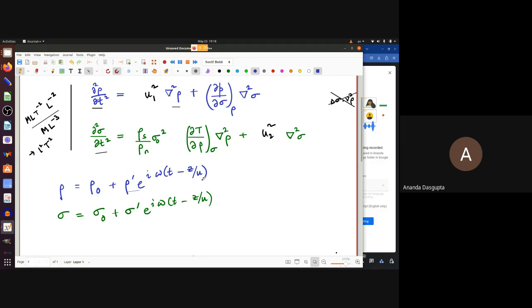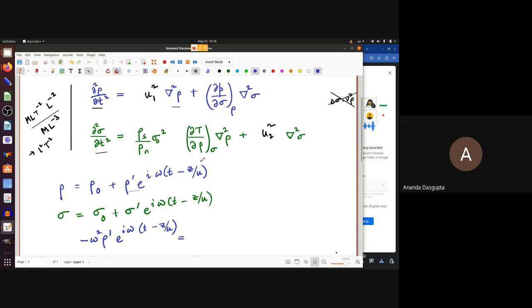What about del 2 rho del t2? Just differentiate this twice with respect to t. No tricks involved. What will you get? Minus omega square rho dash e to the power i omega t minus z by u.